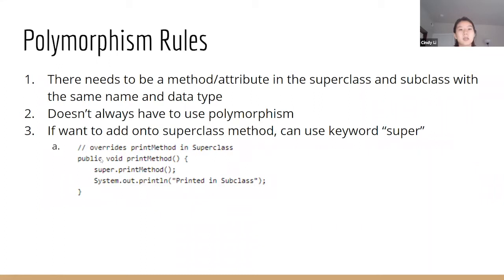So there is a method called print method in superclass, and there is a method called print method in the subclass, which extends the superclass, okay? Now in this subclass, there is a method called print method, and it changes the print method from the superclass, and that it has the same thing as super.print method, though this means it calls the print method in the superclass, and then system.out.println adds printed in subclass. It adds on this sentence to the print method in the superclass.